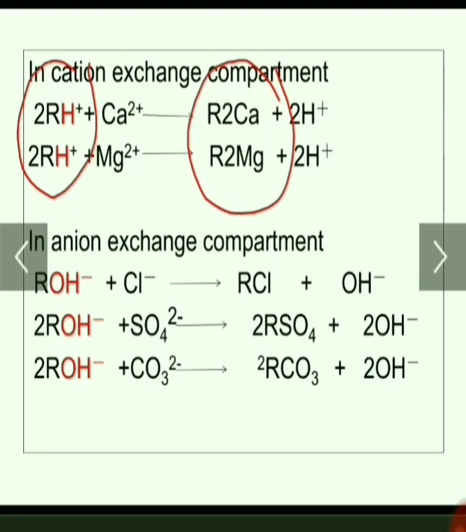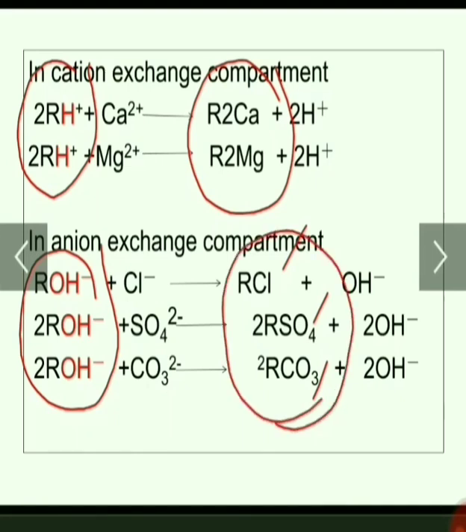Here you can see ROH minus, it is an active resin. This OH is replaced by chlorides, sulfates, carbonates. So what we have to do is regenerate the ion exchange resins. To regenerate, the Cl has to be replaced by H plus, Mg has to be replaced by H plus. The chlorides have to be replaced by OH minus, sulfates by OH minus, carbonates by OH minus. H plus represents acids, and OH minus represents base.